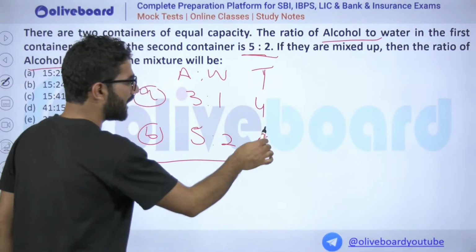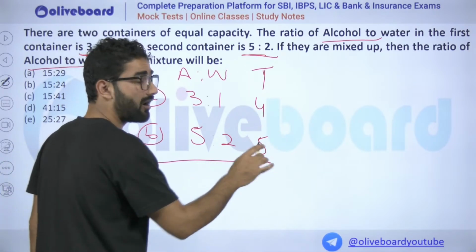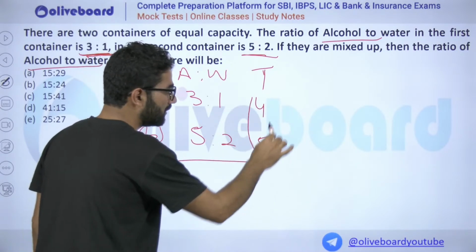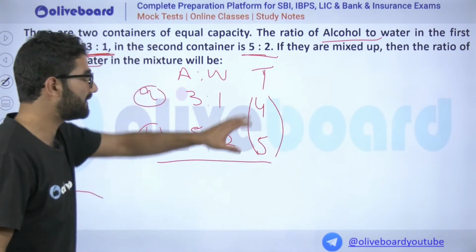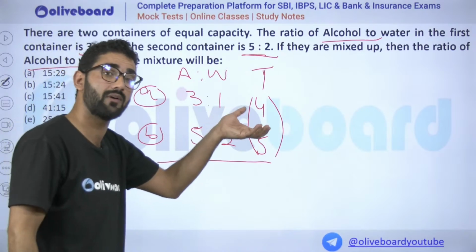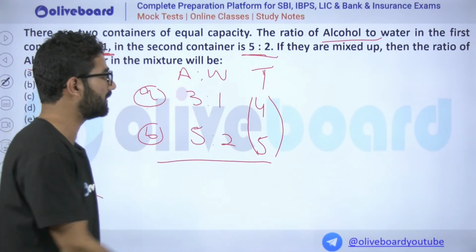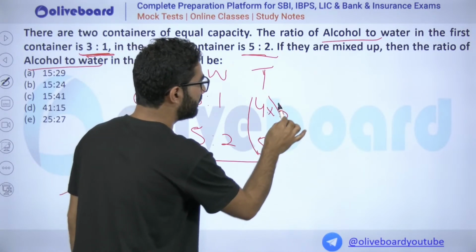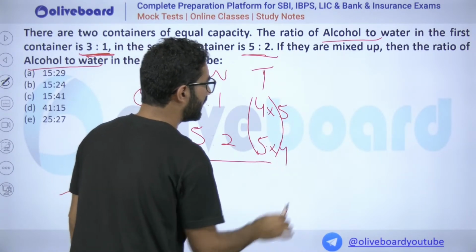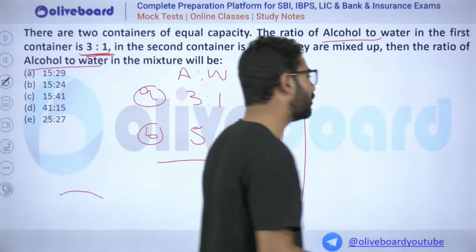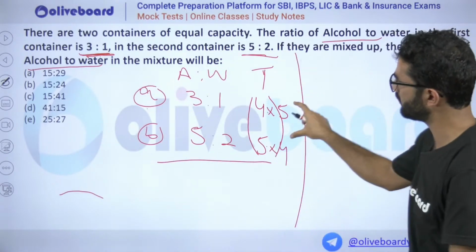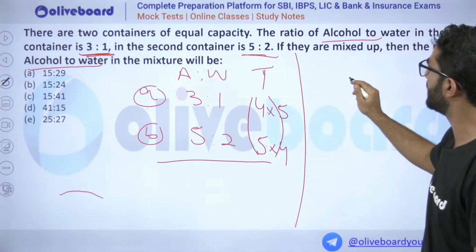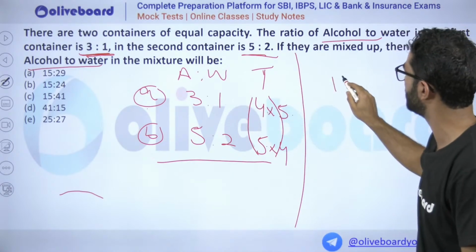Now, in order to find the LCM of the totals 4 and 5, I always suggest that we calculate the LCM only of the totals, not of these quantities. The LCM of 4 and 5 will be 20. So multiply this with 5, multiply this with 4. You don't have to write these multiple steps. You have to write it in only one step, and that will be 15.